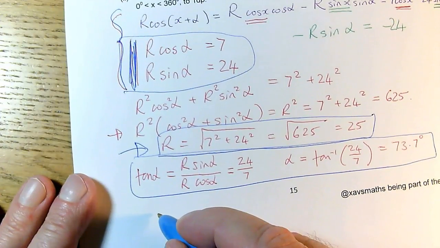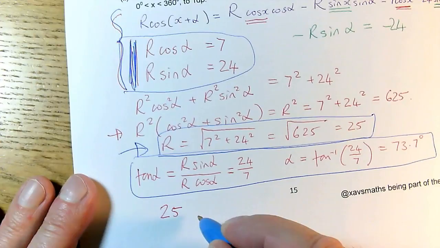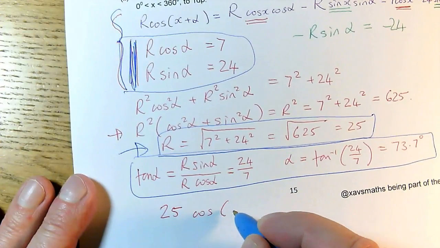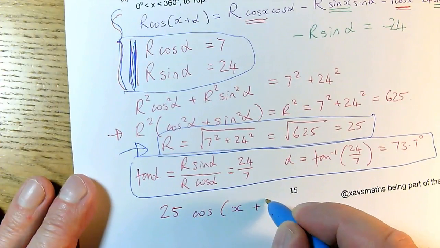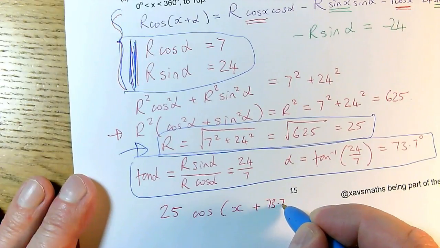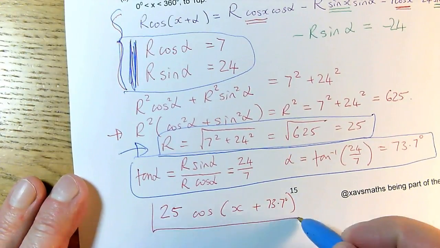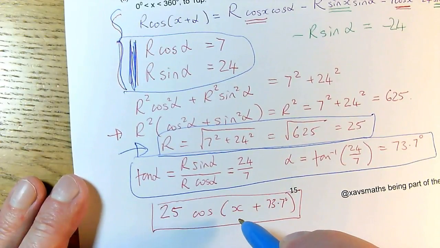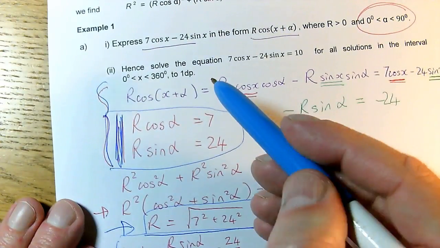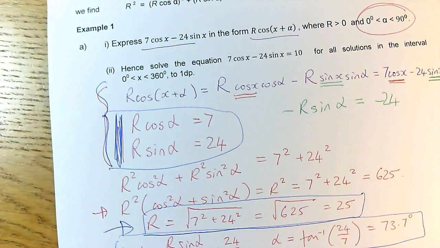So therefore, my answer should be r, which is 25, okay, times cos of brackets x plus the alpha, which is 73.7 degrees. X is a variable. There's no single value for x. This is true that this equals this thing for every single value of x.